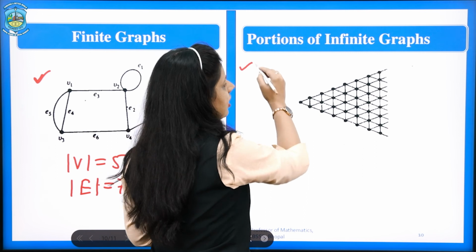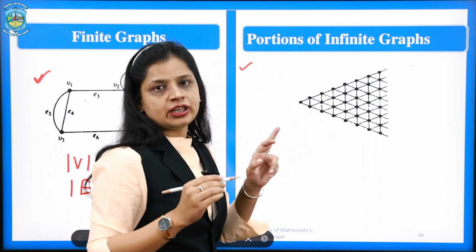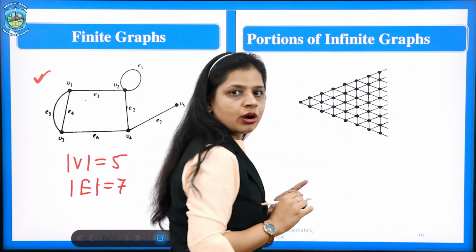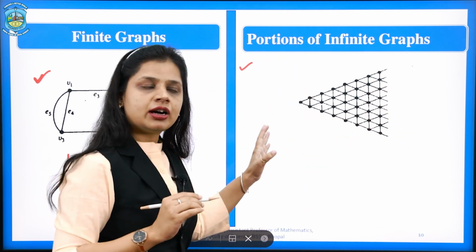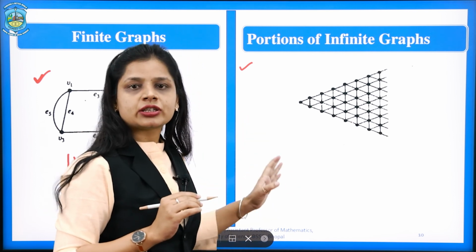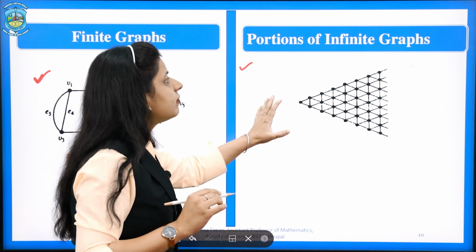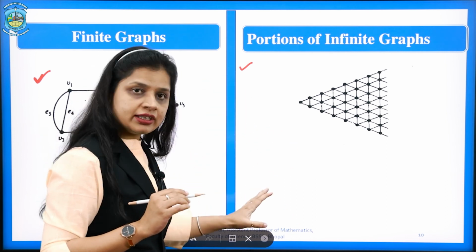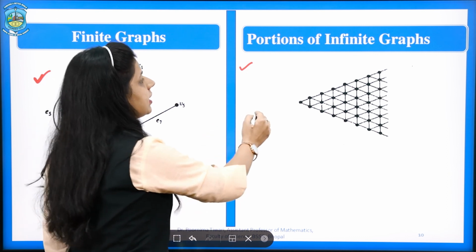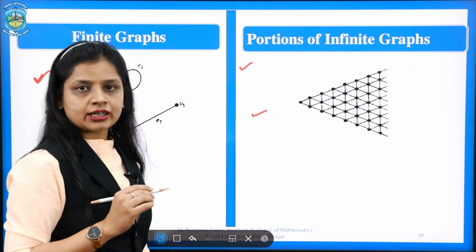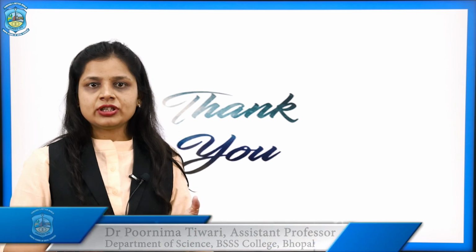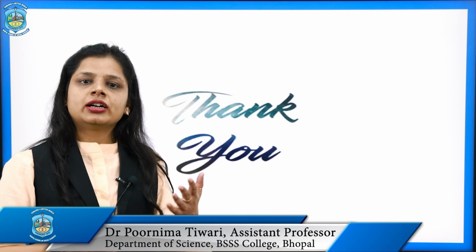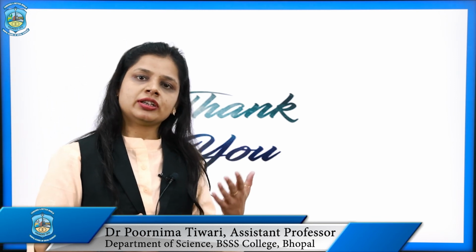Now the second graph is one portion of an infinite graph. You may see this graph continues for a long way. We can't find an exact number of vertices or edges. So the number of vertices as well as number of edges are not finite. That's why it is an example of infinite graph. So in this video, we discussed fundamental properties of graph. We will continue with the same topic in next video.